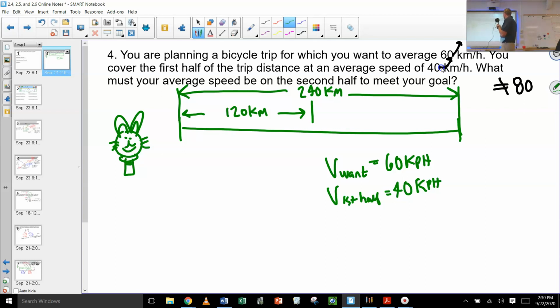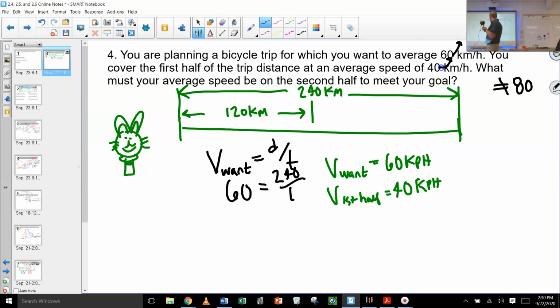So, the velocity that I want to have is 60 kilometers per hour. My displacement is 240. So how much time does it need to take? It has to take 4 hours. 240 divided by 60. The time it has to take total is going to be 4 hours. That's important. This entire trip has to take 4 hours. And if I can do the entire trip in 4 hours, life is good. I've averaged 60 kilometers per hour.